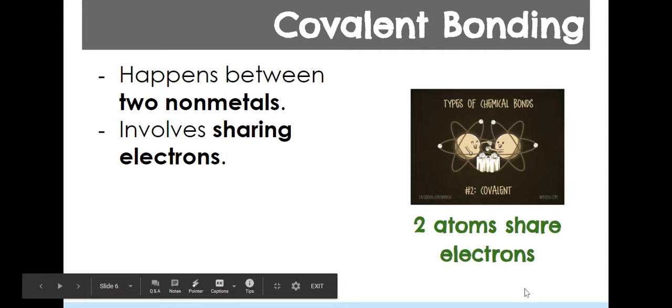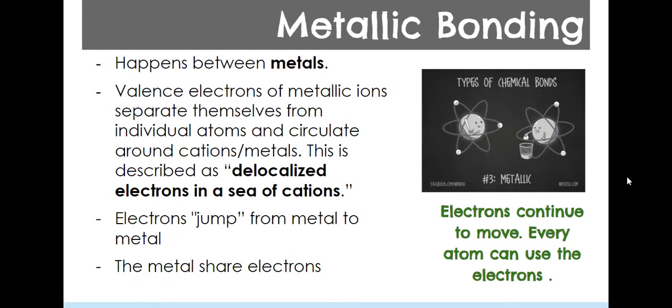Two atoms sharing electrons. And then the last type of bonding that we're going to learn about is our metallic bonding, which happens between metals, as the name might suggest. The valence electrons of the metallic ions separate themselves from the individual atoms and they circulate around the cations or the metals. We describe this as delocalized electrons in a sea of cations. Electrons jump from metal to metal as they need them. So essentially, the metals are sharing the electrons. Again, you have your types of chemical bonds, and this is type number 3, metallic.